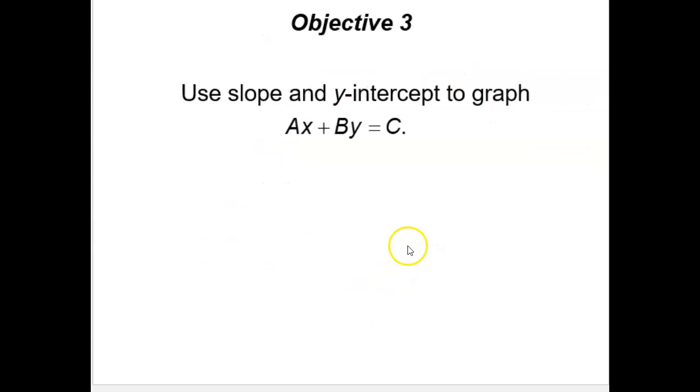Okay, let's take a look at the next example. In the next part, we're going to figure out how we can graph using slope and y-intercept when we're given standard form. So that's all for this lesson 2. In lesson 3, we'll move on to the other form of the equation.